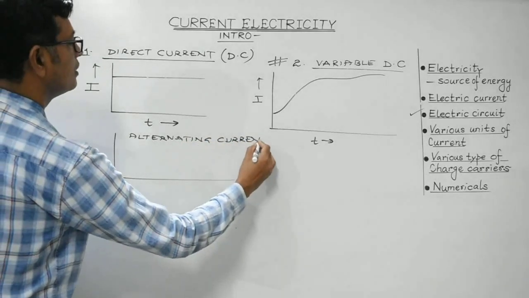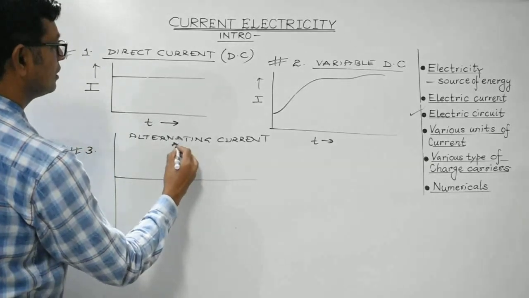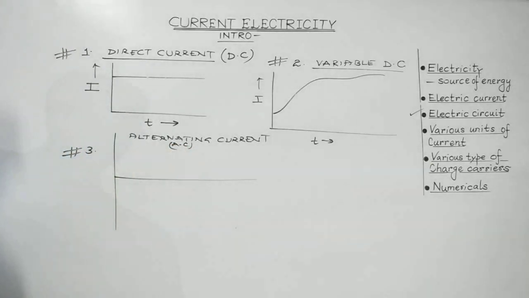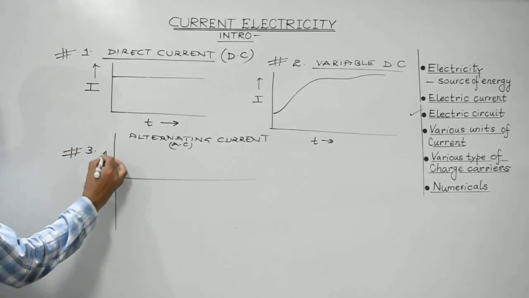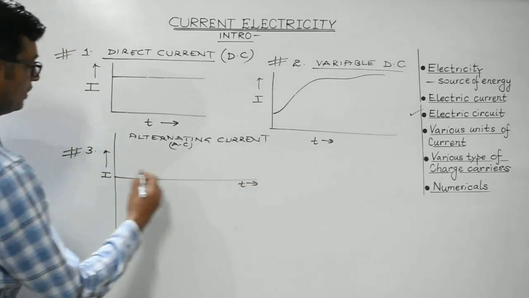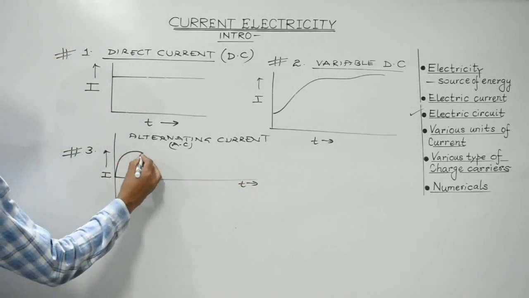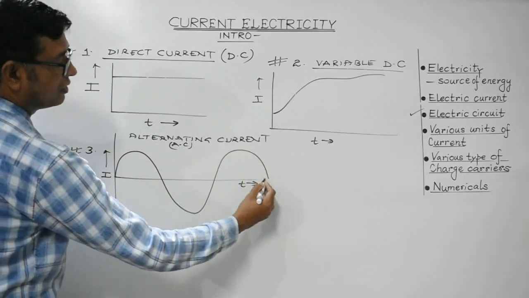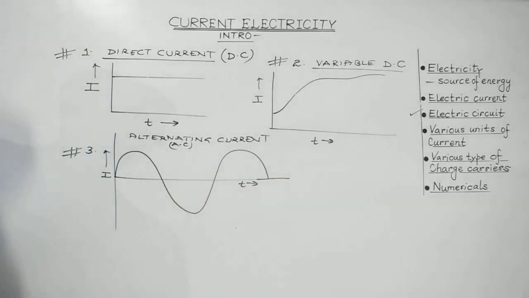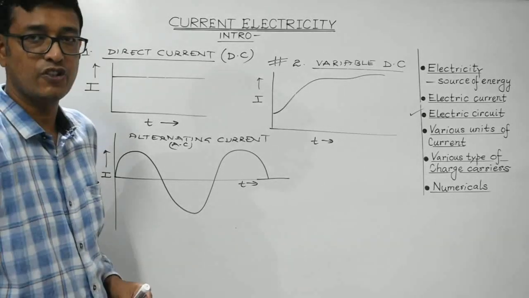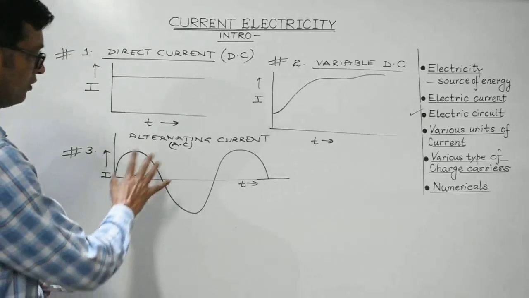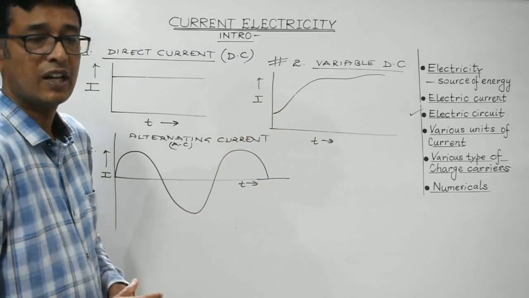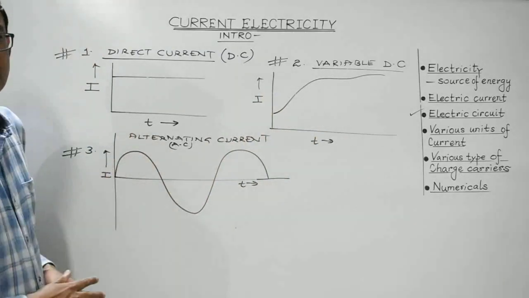Alternating current. It is known as AC. Now look, suppose this is alternating current and this is time. It is of sinusoidal nature, like this. It can be represented either by sine function or by cosine function. Right? So basically we will deal with this topic in the subsequent chapter. So this is alternating current.